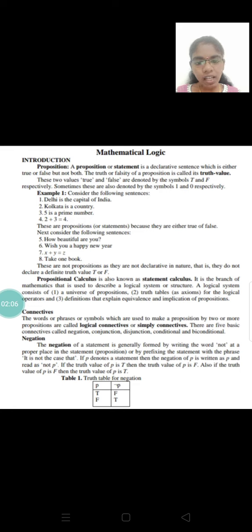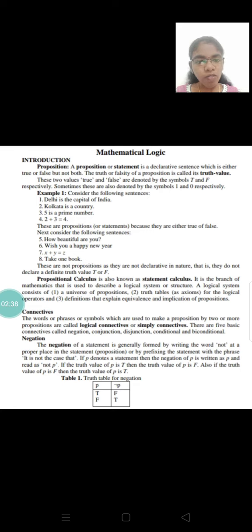First one is negation. The negation of a statement is generally formed by writing the word not at a proper place in the statement, or by prefixing the statement with the phrase it is not the case that. If P denotes a statement, then the negation of P is written as ¬P and read as not P. If the truth value of P is T, then the truth value of ¬P is F. Also, if the truth value of P is F, then the truth value of ¬P is true.